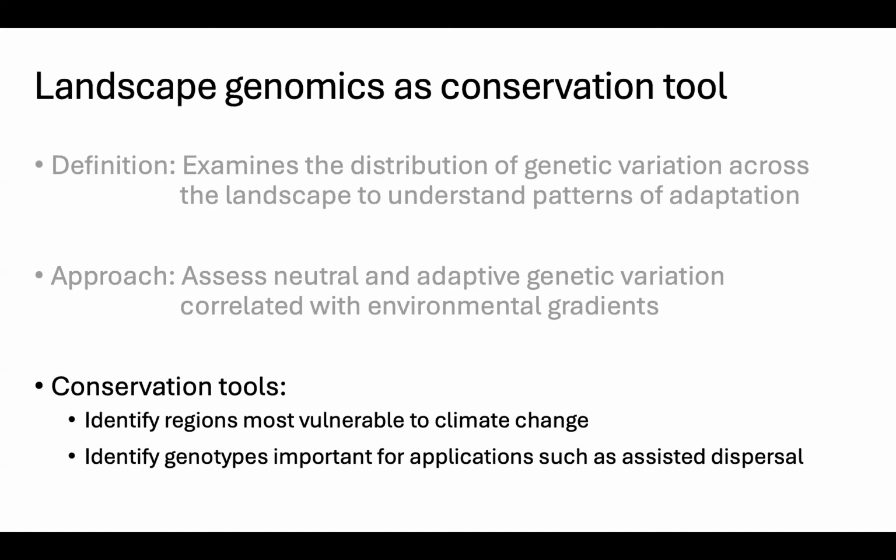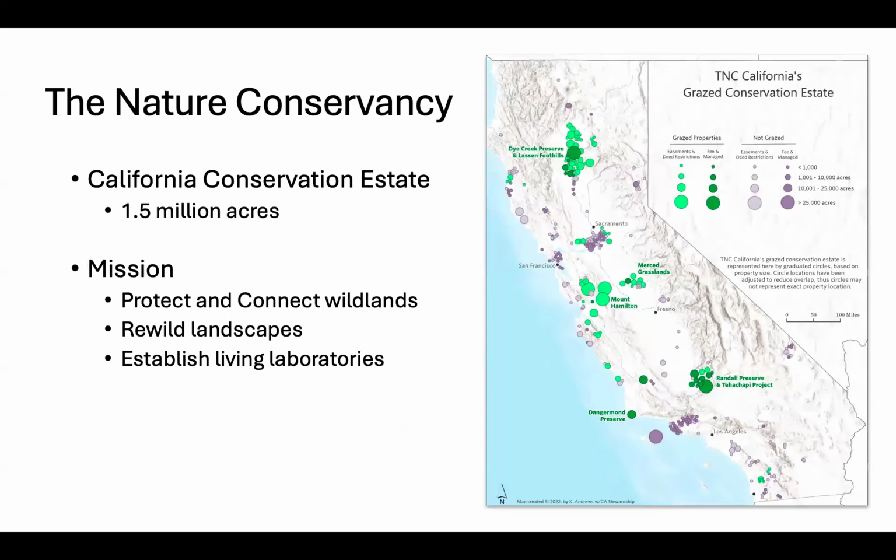And then we can also identify genotypes that are important for applications such as assisted dispersal, where we introduce seeds that might be pre-adapted to boost site resilience. And so we partnered with the Nature Conservancy to do just that. We have a map of all of the preserves across California, over 1.5 million acres. So this really provides a lot of habitat for us to examine these questions. And they have great missions to protect and connect wildlands, rewild landscapes, and establish living laboratories.